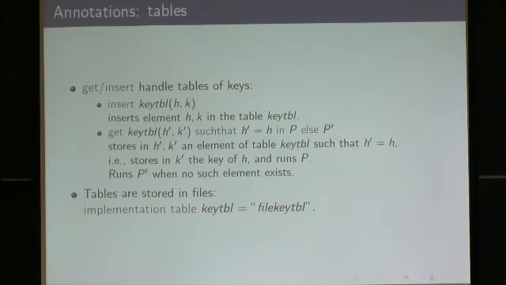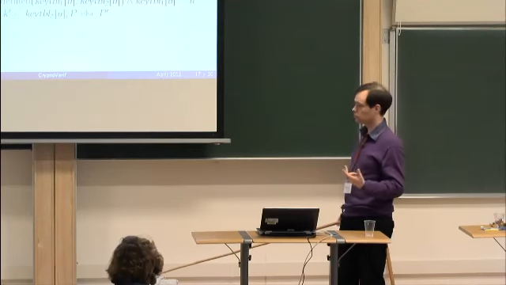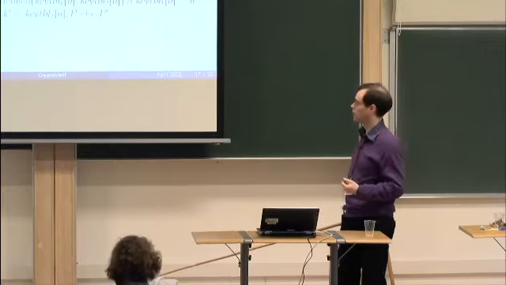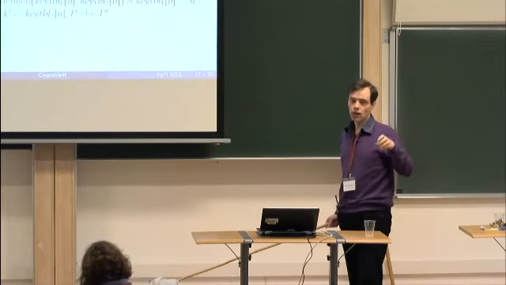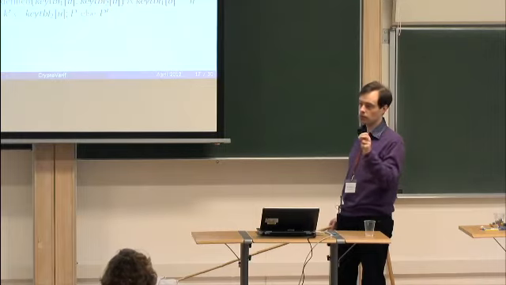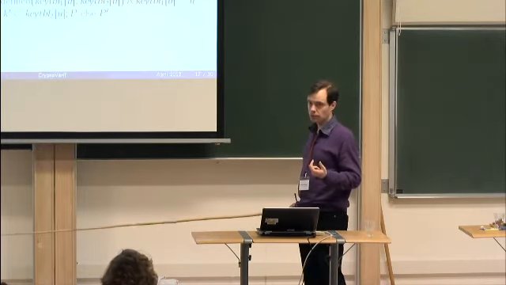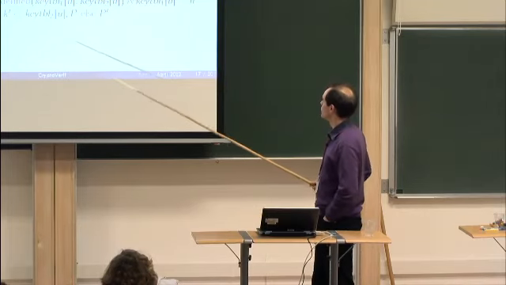So these tables, we also need to store them in files. So this is specified like that. You store the key table in the file named here. For those of you who know CryptoVerif, CryptoVerif in fact uses arrays internally instead of tables to represent the contents of variables. So when you have several copies of the same process, the variables of each copy are stored in a different cell of an array, and you can use that feature to code key tables.